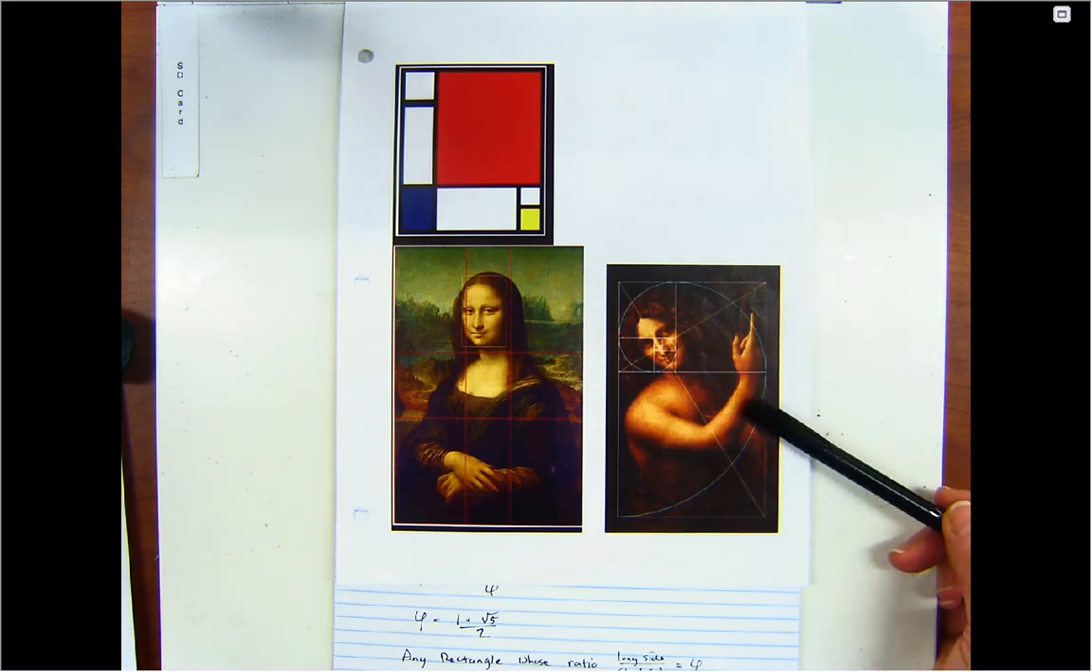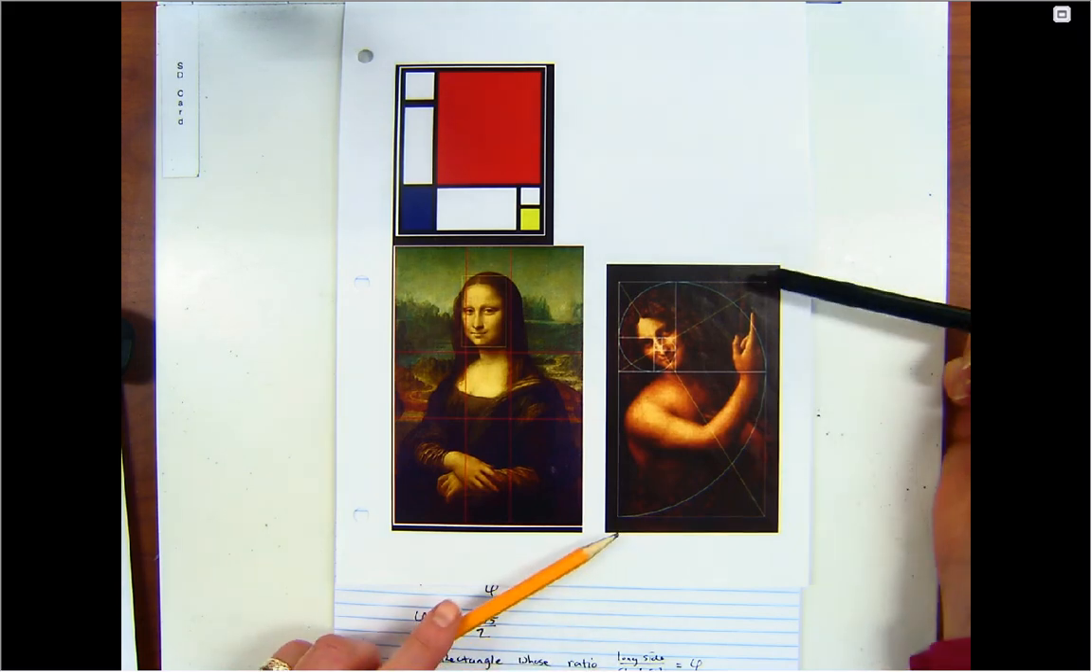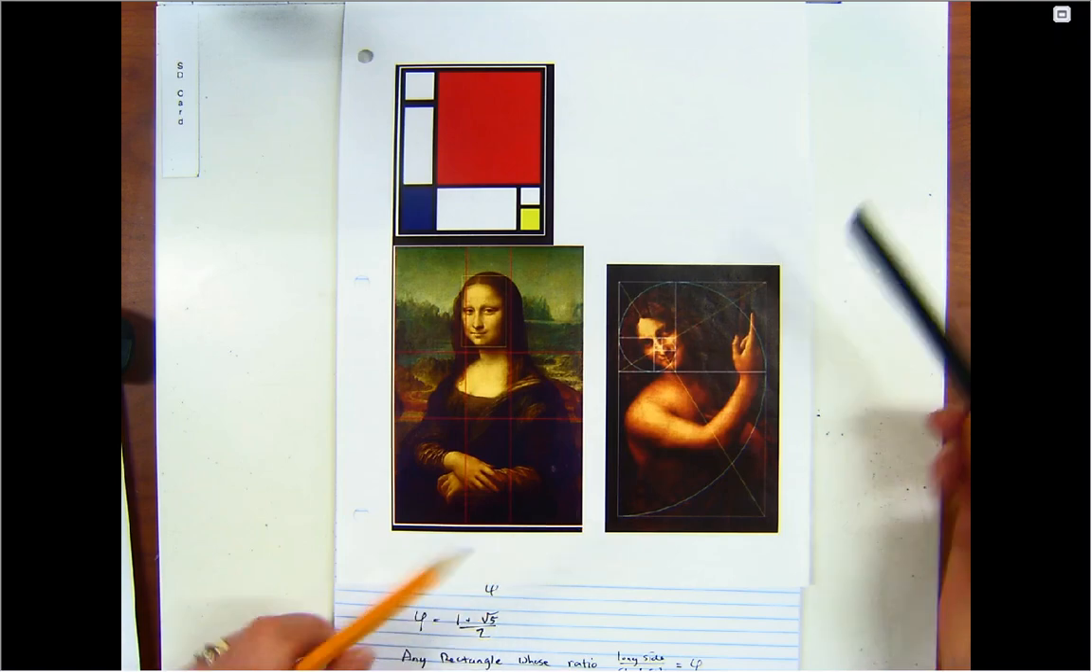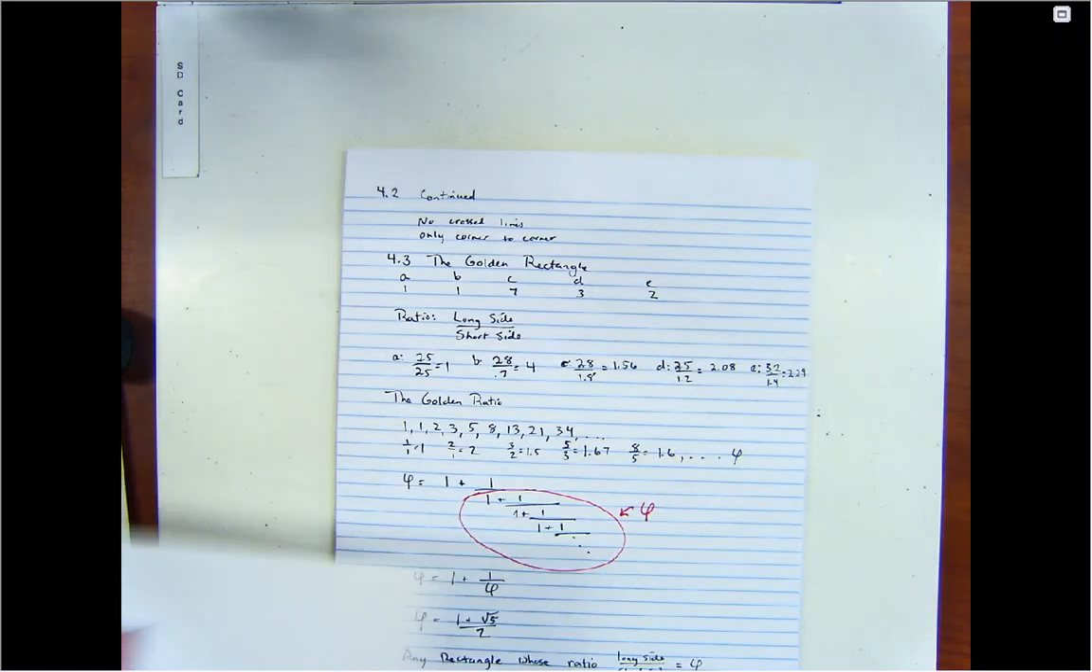And how about this one? I didn't even get to that one. Did anybody find one on this one? Yep. Which one? The big rectangle. The big rectangle is a golden rectangle? Yeah, it's about 1.6. Okay, good. Thank you for looking at these.